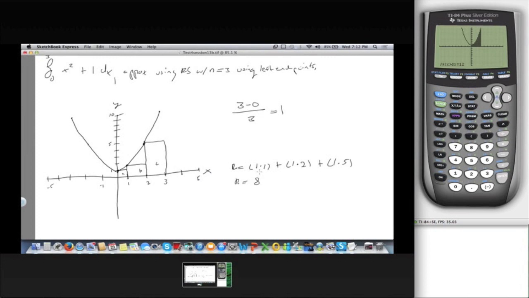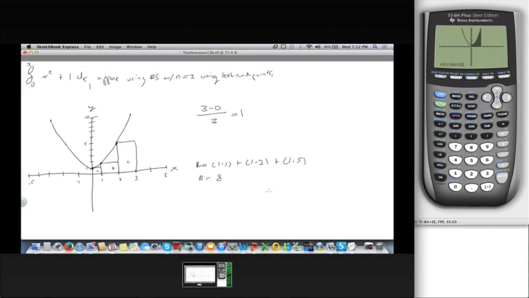Okay, done? Yep. Okay. All right, that's an interesting idea to check it. Based on your picture, would you expect your answer to over or underestimate the area? It would be under. And did that match what you got in the calculator? Mm-hmm. So that's something else we can use to check.